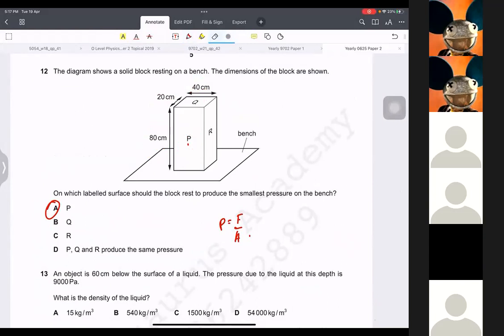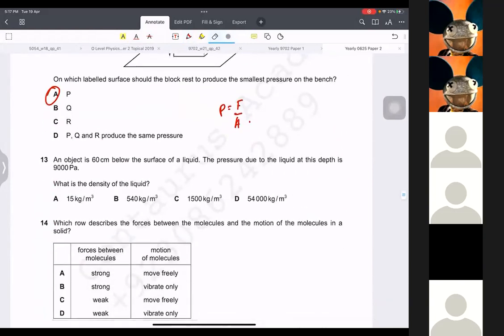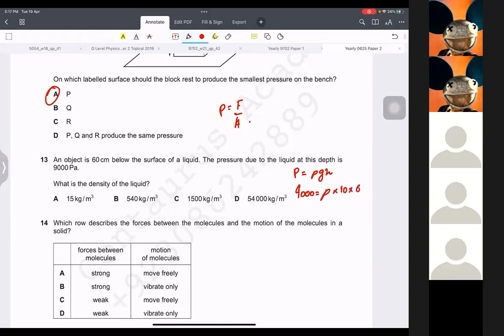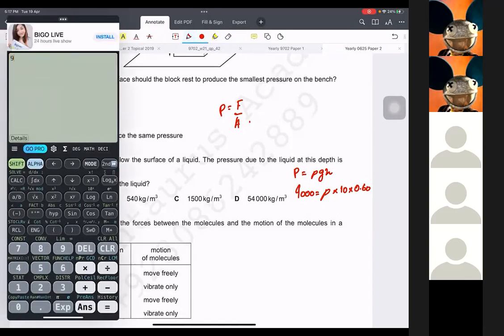Right. Okay, an object is 60 centimeters below the surface of a liquid. The pressure due to the liquid at this depth is 9,000. What is the density? Pressure is equal to rho g h. Pressure is 9,000. Alicia, did you do this paper? Yes, sir. Okay, 0.60. Why do I need 0.60? Because it is in centimeters. What do you do then? Answer is D.